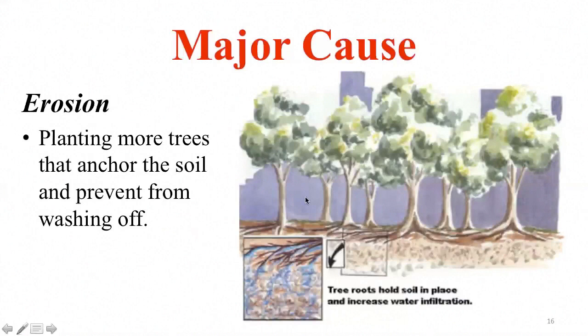So here you can see a picture of major soil erosion in which the top layer of the soil is eroded, and these tree roots hold the soil in place and increase water infiltration capability. So this can be avoided only by planting more trees in the nearby area.